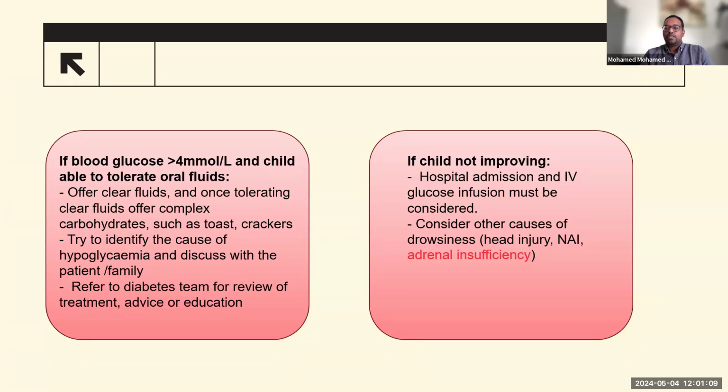Also, it's good to consider other causes of drowsiness: NAI, head injury in the history, which is unlikely, but people tend to forget about adrenal insufficiency. Autoimmune adrenal insufficiency is one of the associations of type 1 diabetes. They are both autoimmune, and it can present as hypoglycemia, and it will not correct until you give them hydrocortisone. So always put this at the back of your mind, especially when you have hypoglycemia.